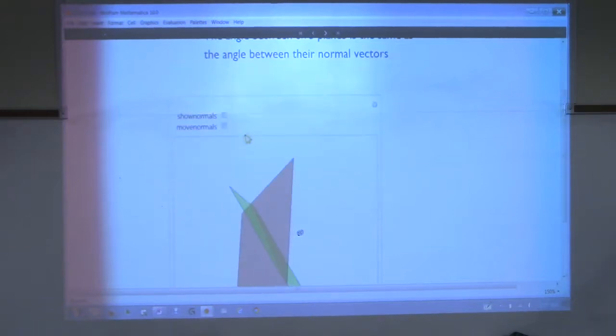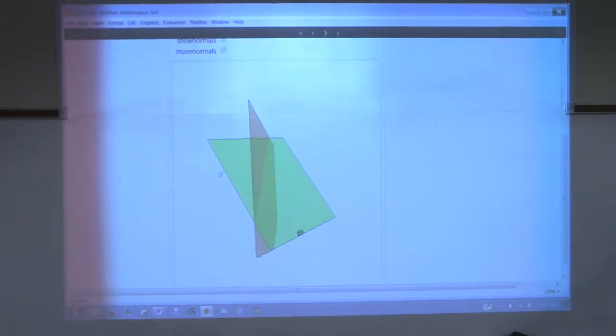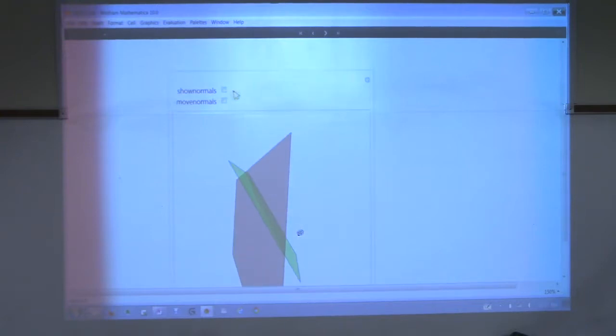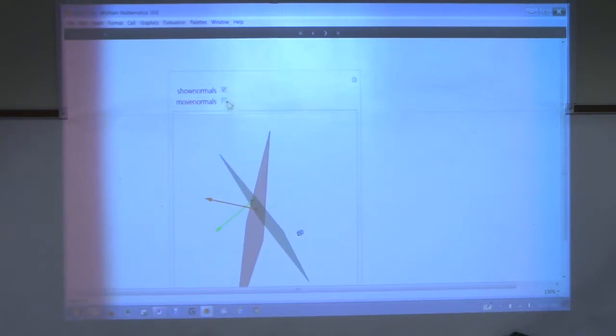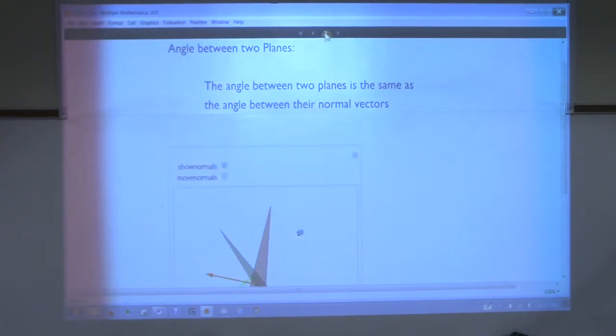Now, I tried to do this with an animation here, but I don't know how. I think what I did here was outstanding, compared to this. But I'll do it anyway. So you have their normals. See, I think it's harder to see here. And then, yeah, let's just move on.